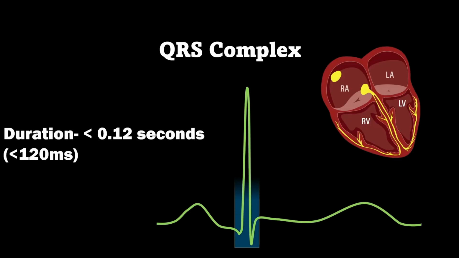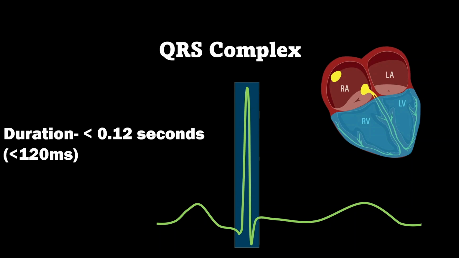The QRS complex represents ventricular depolarization. This is when the ventricles contract to push blood out, like I said, to the rest of the body or to our lungs. Our left ventricle pushes out to the rest of the body, and our right ventricle pushes it into our lungs to be oxygenated. The duration of this needs to be less than 0.12 seconds or 120 milliseconds. A wide QRS can mean a bundle branch block or some toxic or metabolic issue like hyperkalemia.